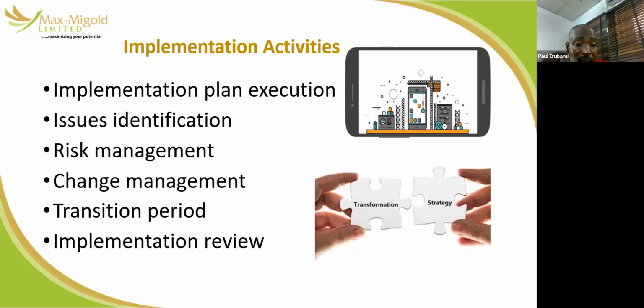You need to implement the execution plan. During the execution plan, does it need you to move all staff in the office out of the office? If the answer is yes, where would they be operating from? How can they perform without affecting your implementation? Then issue identification, risk management, change management, transition period, implementation review. These are what you need to consider when you are doing your implementation.